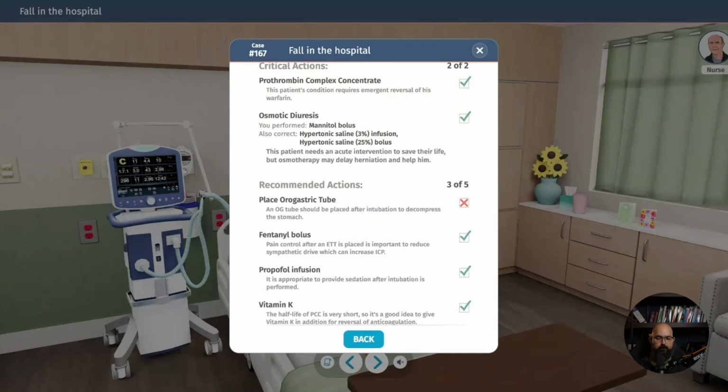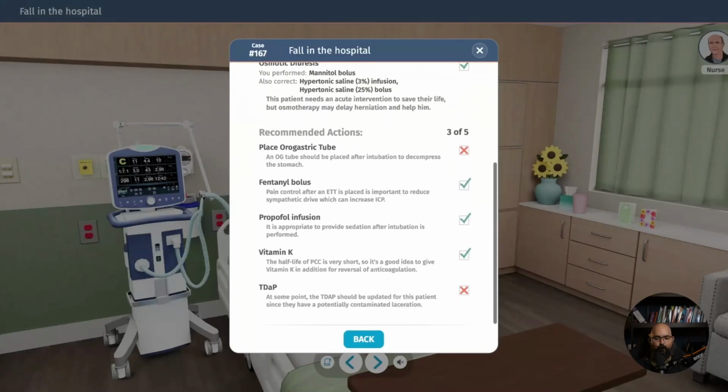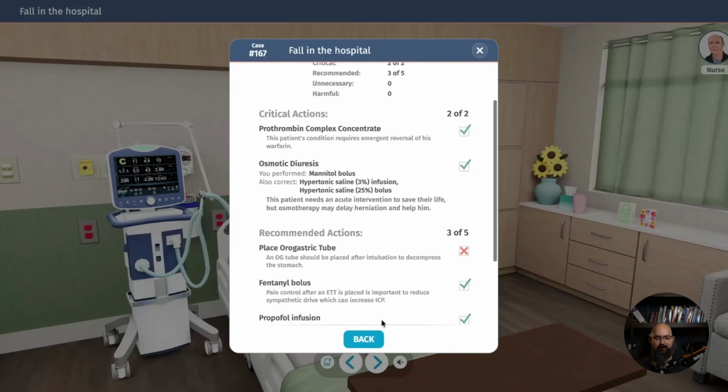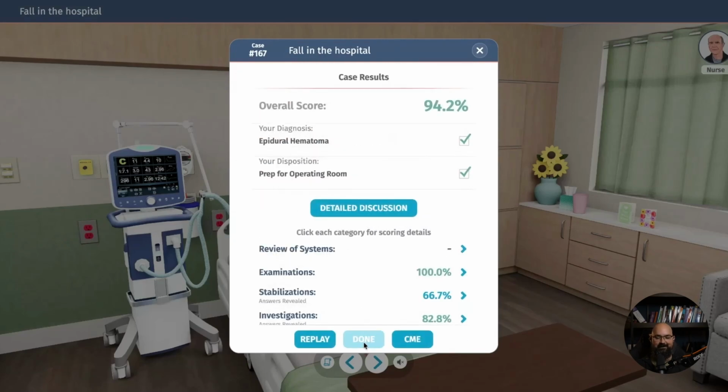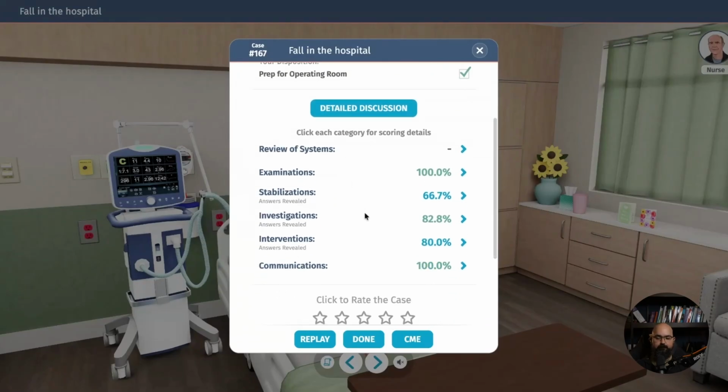Place orogastric tube. Okay, I get it. Essentially every patient that gets intubated has an orogastric tube, for gastric access but also decompression if it's needed. TDAP. At some point the TDAP should be updated for this patient since they have a potentially contaminated laceration. That is technically true, but it is not the first priority. I don't even know why you would include that here. It's like, he's crashing, we need to make sure we get him that TDAP before he hits the OR.